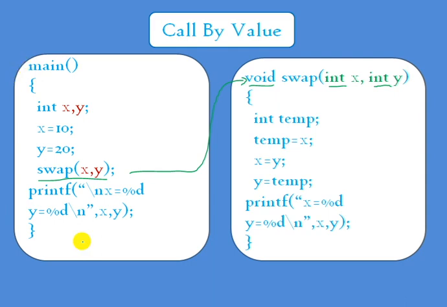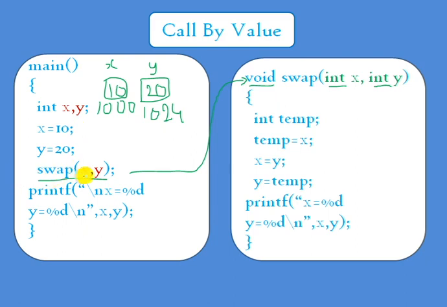Means within the main function I have a variable, let us say this is my x, and I have another variable, this is y, with x having the value 10 and y having the value 20. Let us say this is some address like 1000 and this is some 1024. These are the memory locations of x and y.